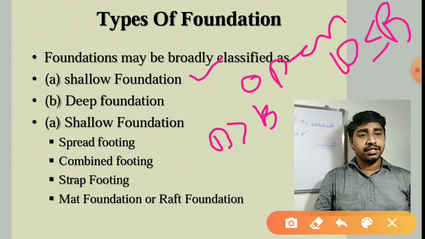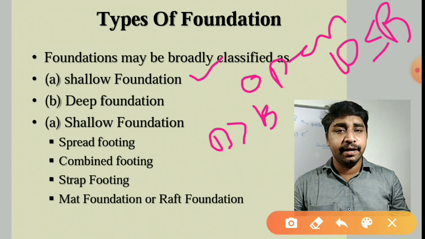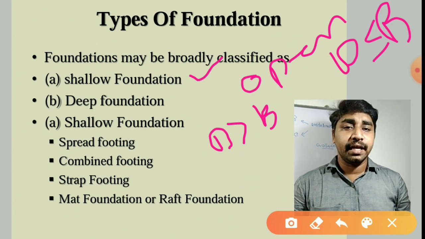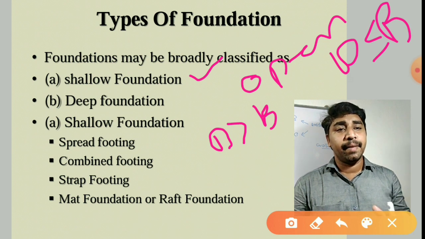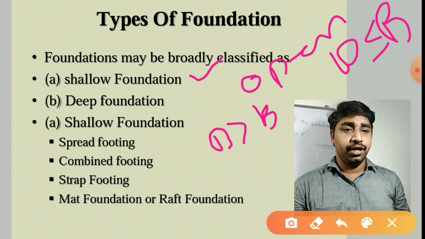The shallow foundations can be further classified as spread footing, combined footing, strap footing, mat footing or raft footing. These are the basic classifications of shallow foundations.